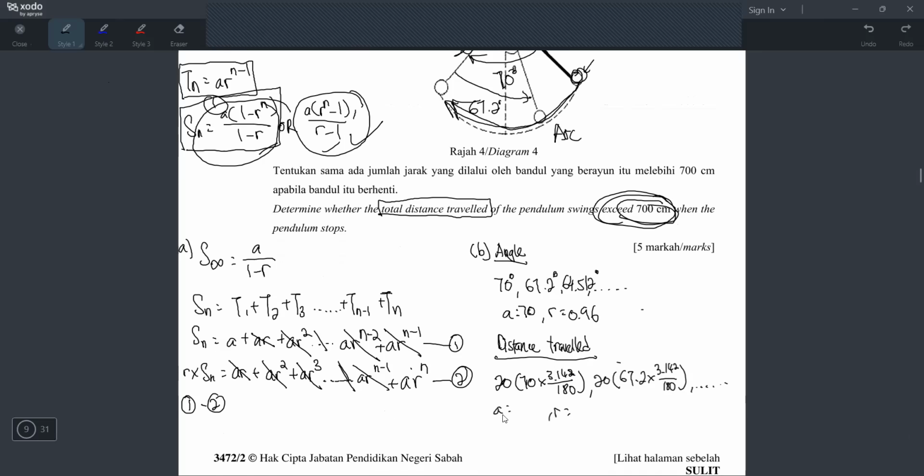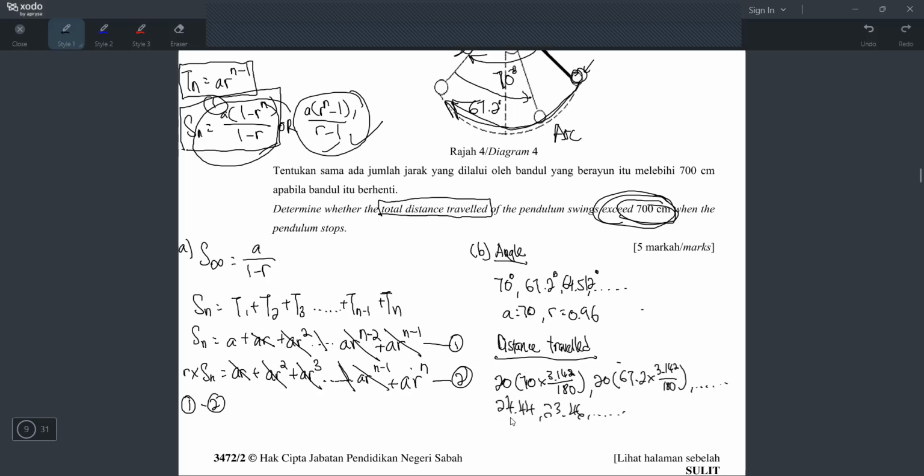So now, before I write the A and R, I need to calculate first. So let's press all this in my calculator. 70 times 3.142 divided 180 and then times 20. Okay, 24.44. So that will be the first arc. Or you can say this is the distance traveled during the first swing. In this case, distance traveled is the length of arc, right? Next one. 67.2 times 3.142 divided 180 and then times 20. My calculator gives me 23.46. So for the second swing, the distance traveled, the length of arc, is 23.46.